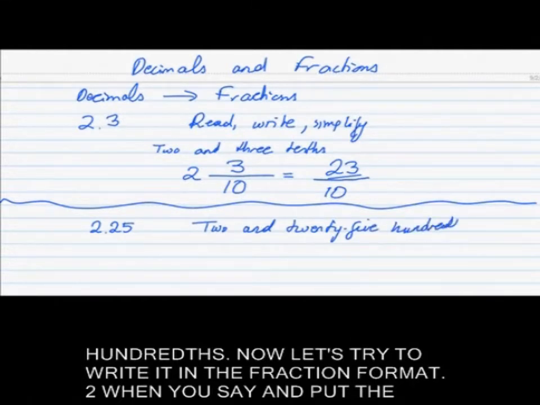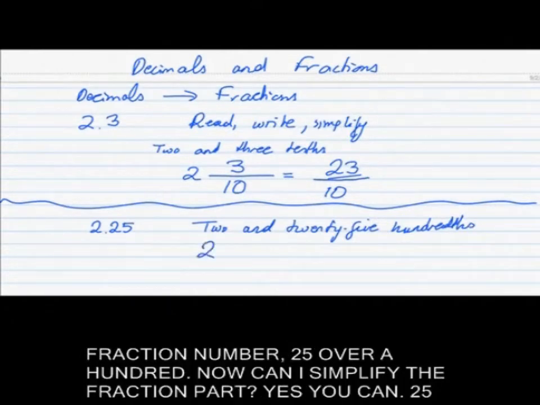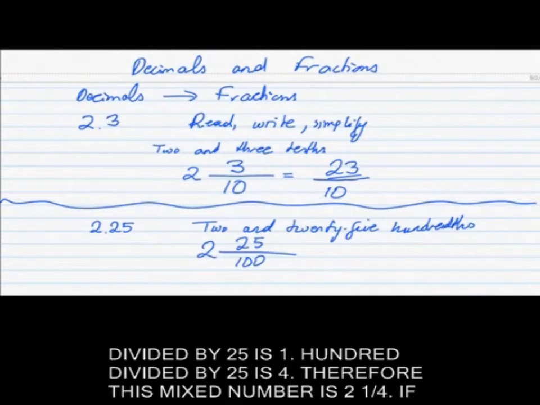Now let's try to write it in the fraction format. 2, when you say and, put the fraction number. 25 over 100. Now can I simplify the fraction part? Yes, you can. 25 divided by 25 is 1. 100 divided by 25 is 4. Therefore, this mixed number is 2 and 1/4.